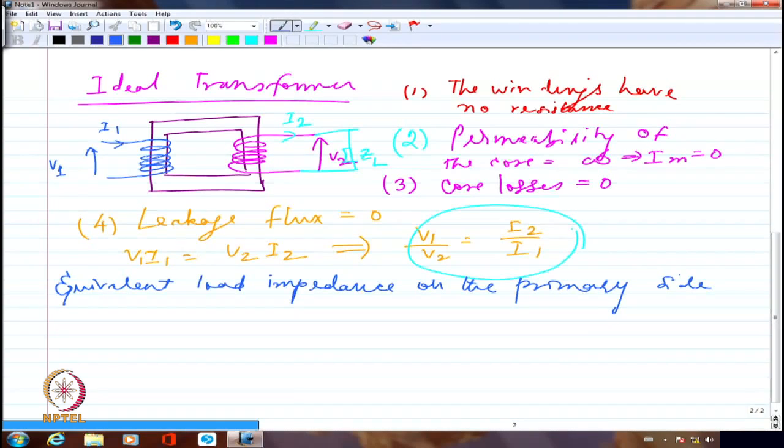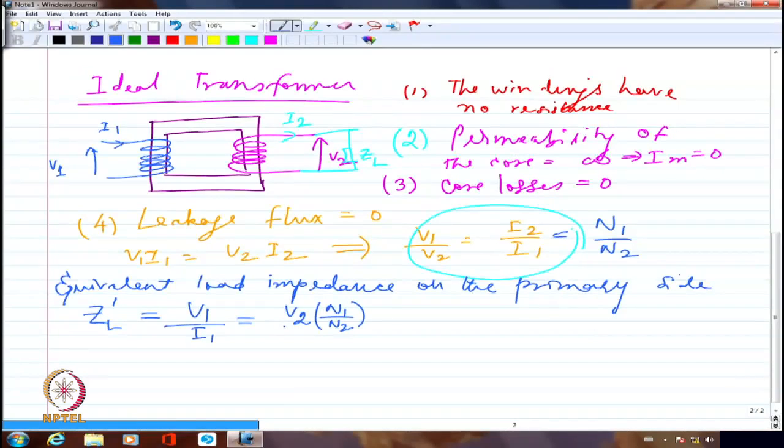For that, what I have to do is, let me call that ZL dash probably, because ZL is the actual impedance connected on the secondary side. ZL dash is the equivalent impedance I am visualizing from the primary side. That should be equal to V1 by I1. Right? Only then I will call it the equivalent impedance as I visualize from the primary side. But V1, we wrote already V1 by V2 equal to N1 by N2. So I should be able to write this V1 as V2 multiplied by N1 by N2.